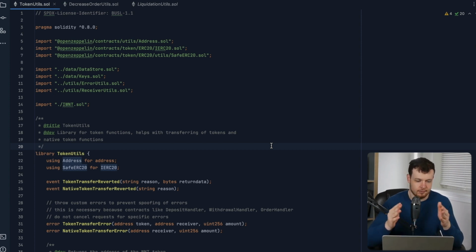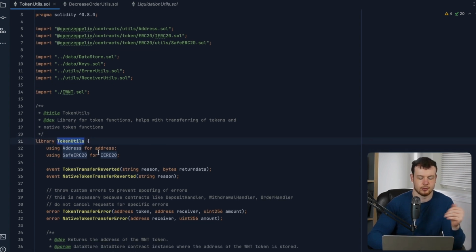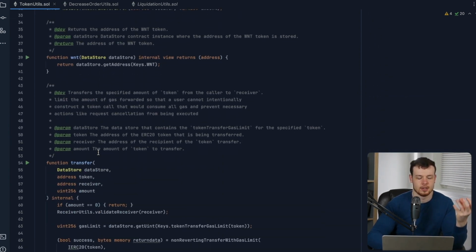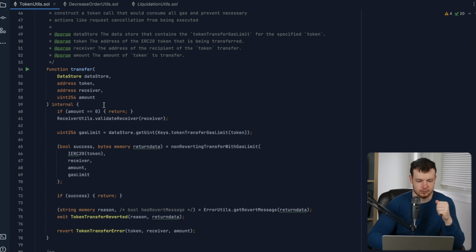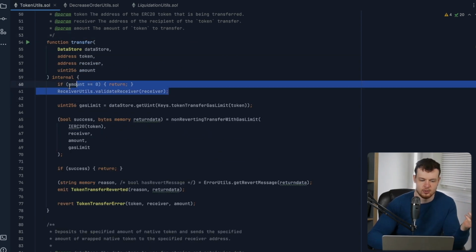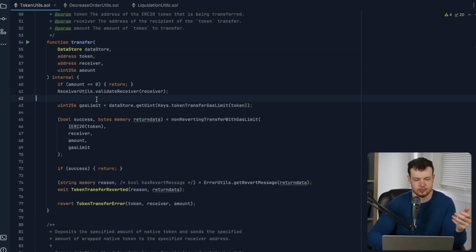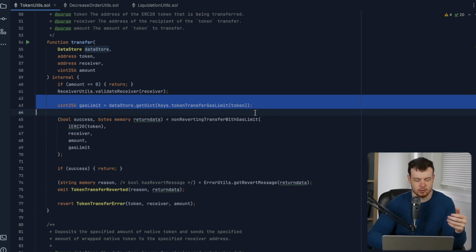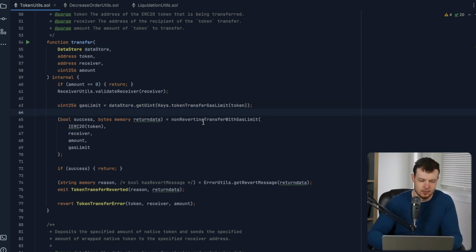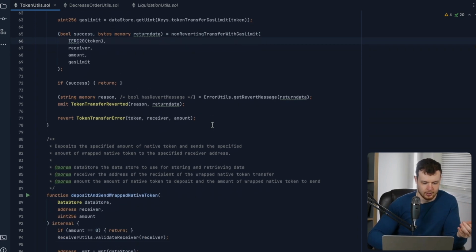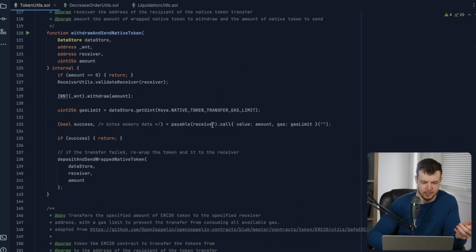So this finding is mostly concerned with this token utils library and exactly how they're handling the transferring of tokens. First of all, what we're going to do is we do some validation and early returns and stuff like this, and then we get some sort of gas limit. That's all great. And then we basically go into this helper function, which is a non-reverting transfer with gas limit. Okay, so we scroll down, we find this helper function.